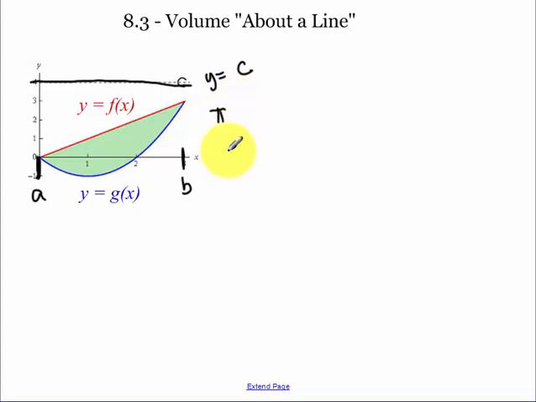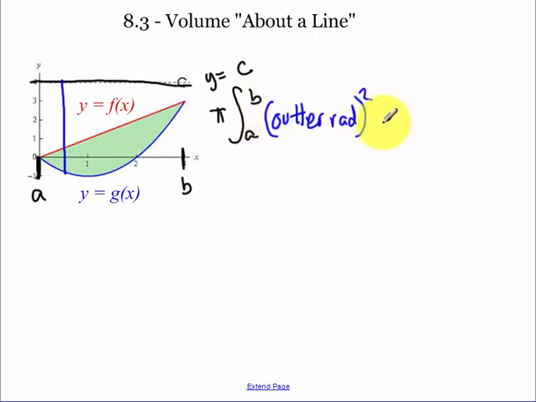Don't forget your pi. So pi integral from A to B, and I want you to think about it like this. The outer radius squared minus the inner radius squared, and in this case everything's with respect to x.